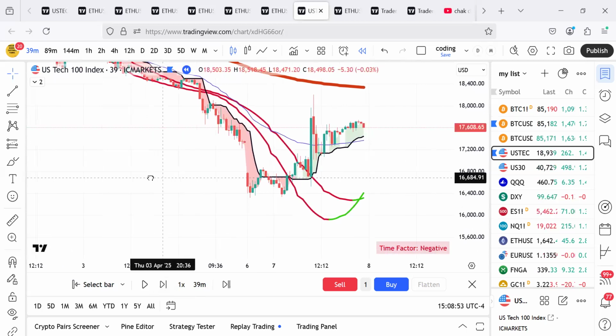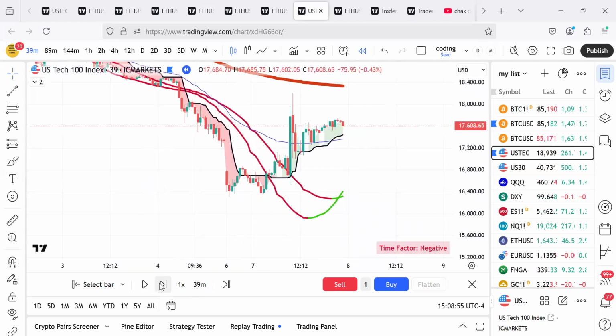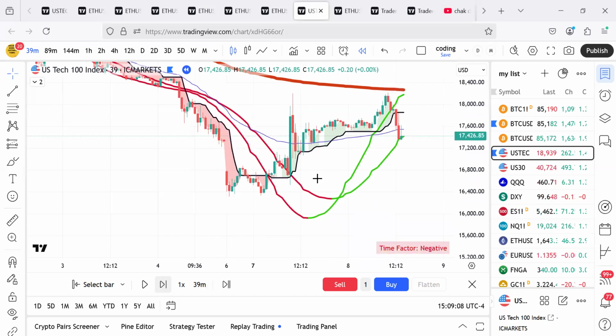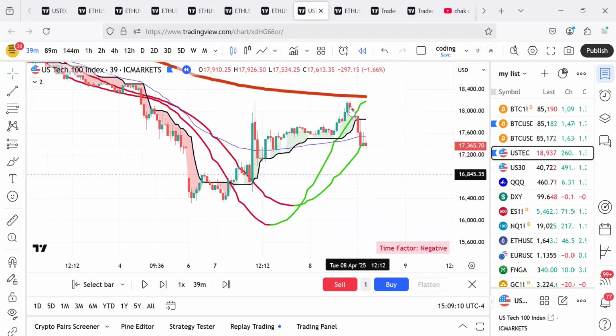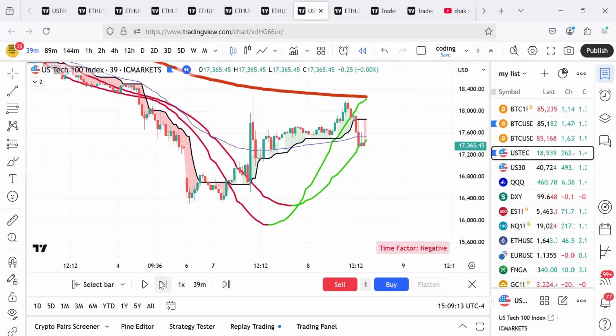So we will be careful that we could have taken profit of this, and now let's see what will happen. Now the time factor is negative and the price is going down. The cycles are also negative. So it was a good decision to take profit.